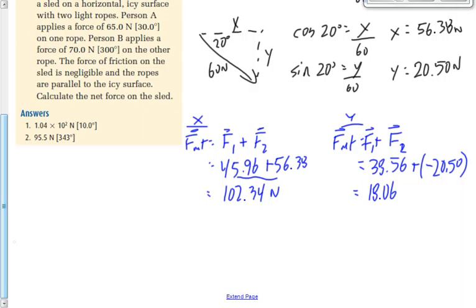Now let's combine these together. Let's say we've got 102 to the right, and then we've got 18.06 newtons up this way. How do you find that resultant vector right there? Yeah, you're going to do the square root of 102 squared plus 18 squared. And then how are you going to find that angle? The inverse tan function of opposite over adjacent. Is that good? Yeah, Travis? I don't know. They could have easily just said 104 there. That would have been fine.